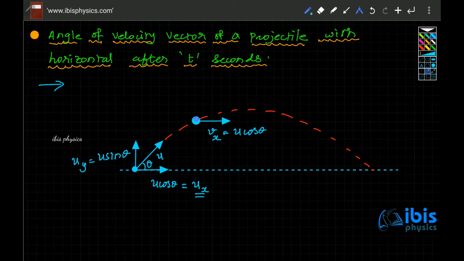Whereas the vertical velocity had changed, because here it is u sin theta, and gravity is acting vertically downwards. Because the acceleration due to gravity in the downward direction is g, after t seconds it has changed from u sin theta; gt amount of velocity will change. This we have discussed. So the velocity in the y direction after some time is u sin theta minus gt.